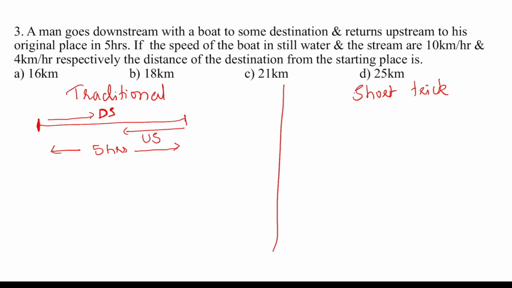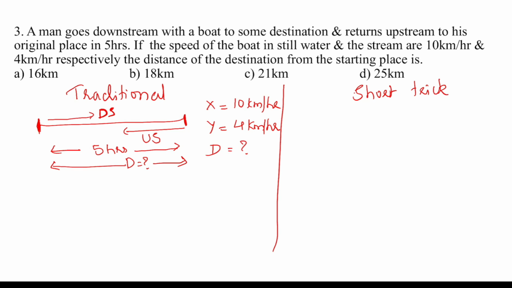Then the speed of the boat in still water, meaning x, is 10 km per hour, and the stream is 4 km per hour. So what is the distance of the destination from the starting point? If this is the starting point and this is the end point, what is this distance they are asking? Distance is how much?